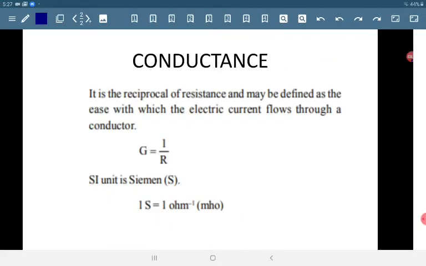Next term is conductance. It is the reciprocal of resistance and may be defined as the ease with which the electric current flows through a conductor. It is denoted by G. G is equal to 1 upon R. SI unit is Siemens, 1 S is equal to 1 per ohm or mho.